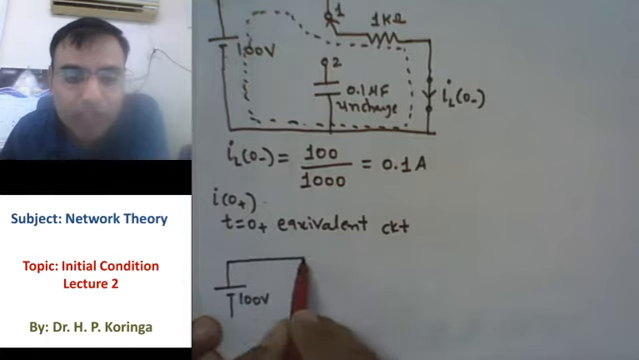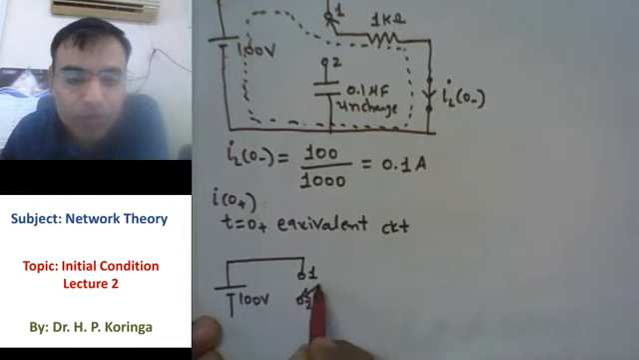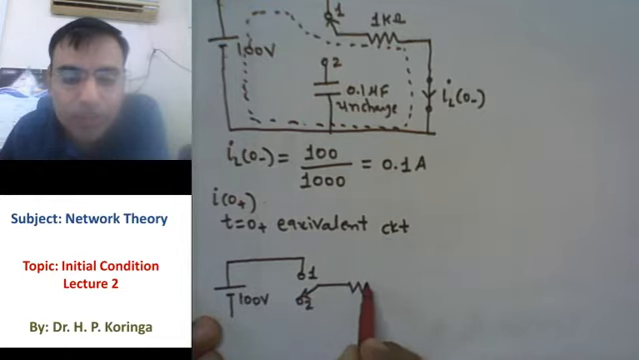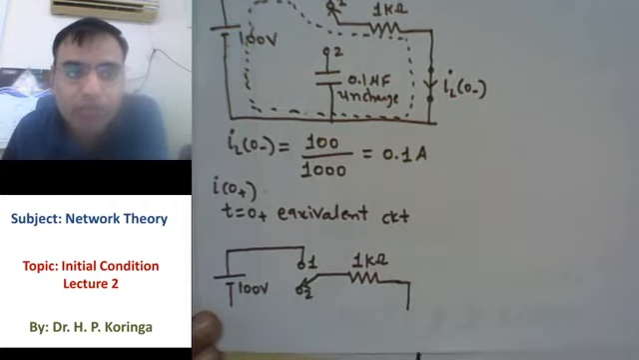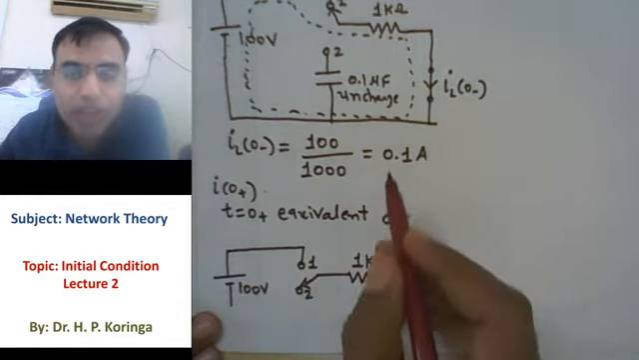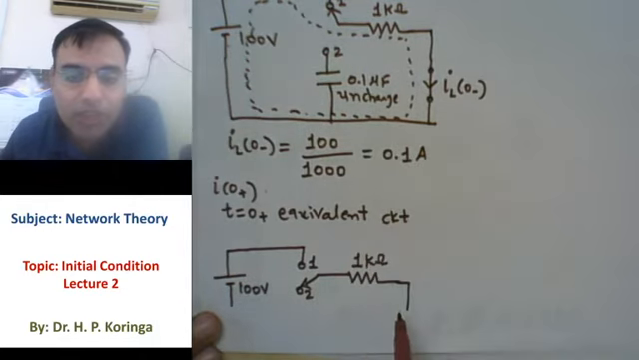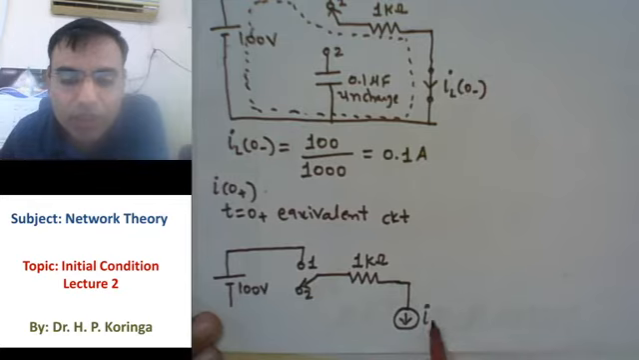Now at t equal to 0 plus, the switch is connected at position number 2, right? The resistance is the same, 1 kilo ohm. What about the inductor? It is a charged inductor, so it works as a current source, because before switching it was connected with 100 volt and is already charged. It is charged with 0.1 ampere. So a charged inductor works as a current source at 0 plus, and the current source value is iL of 0 minus.